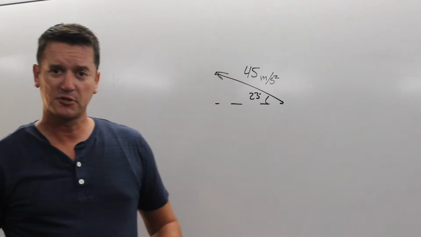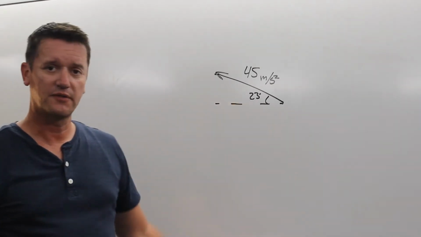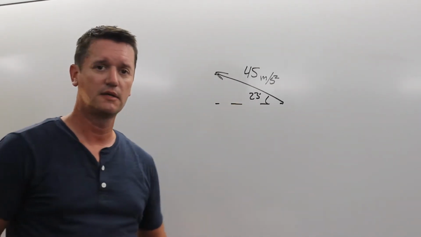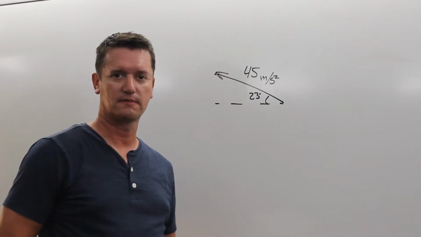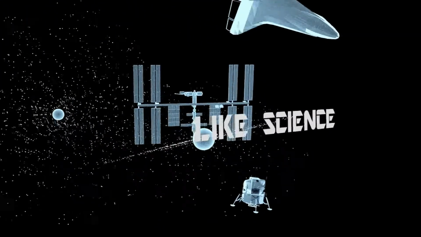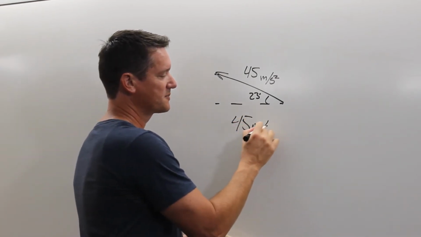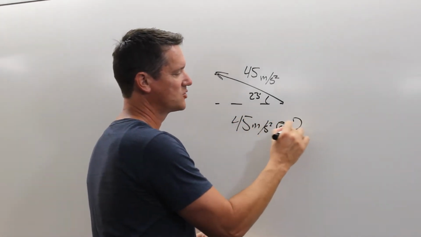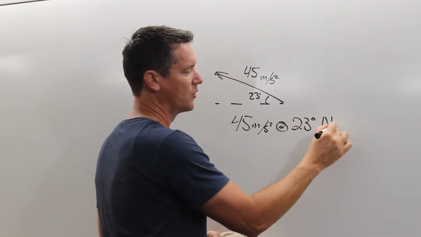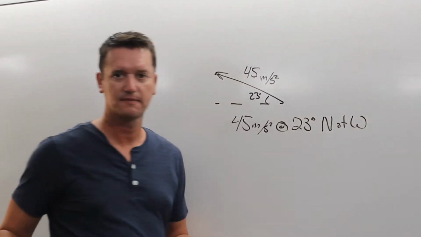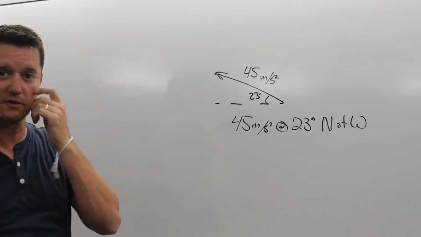I got 45 meters per second squared, and this says 23 degrees. What would you say is how we would describe that vector? Well, we would say 45 meters per second squared at 23 degrees north of west. You started in the west, you went 23 degrees north of it.